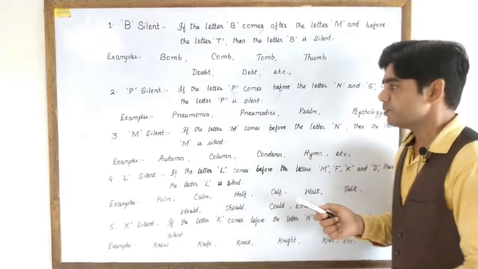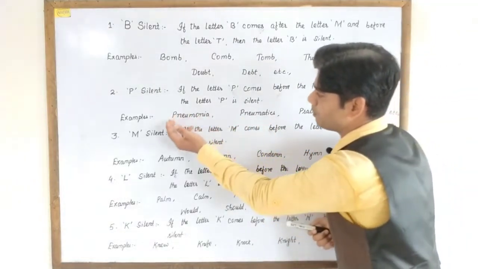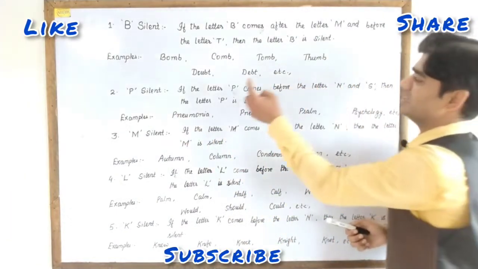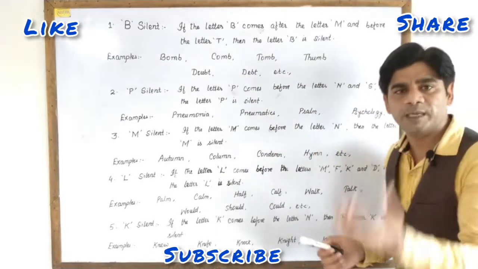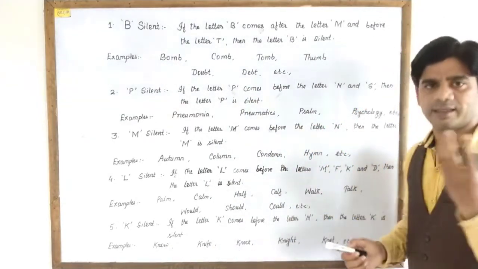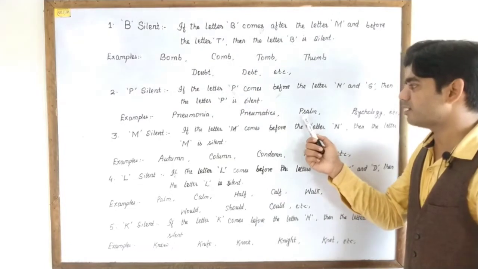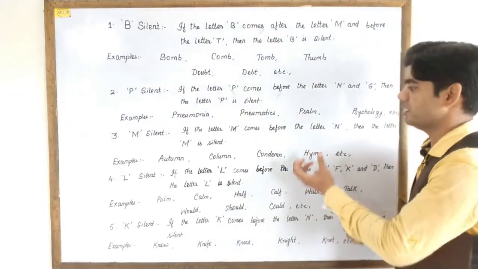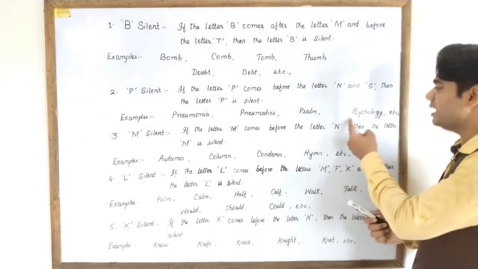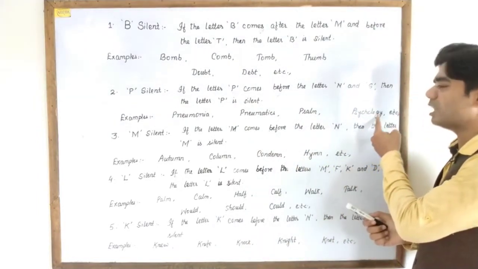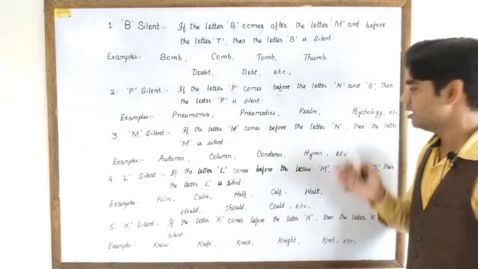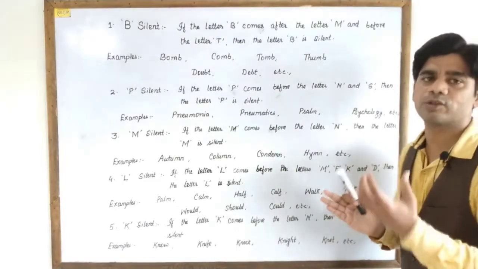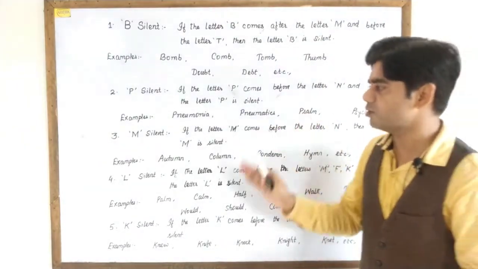Now another example we have, P-N-E-U-M-A-T-I-C-S, pneumatics. So here you can see that there is a letter P and it comes before the letter N, and as per the rule, if letter P comes before the letter N, P becomes silent. Now another example we have, P-S-A-L-M, psalm. How will we pronounce it? Psalm. Now another example, P-S-Y-C-H-O-L-O-G-Y, psychology. Here the letter P comes before the letter S, so P becomes silent.